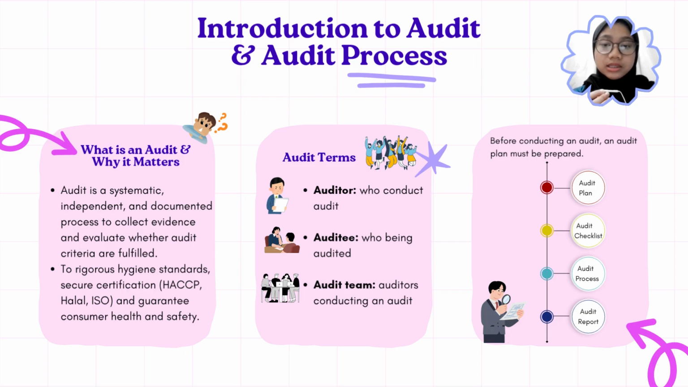In an audit, there are three terms. Firstly, the auditor, who conducts the audit, and next, the auditee, who is being audited. But before any of this begins, we must prepare. The audit plan is the essential first phase of the cycle, and next is the audit checklist, moving on to the audit process, and lastly, the audit report.